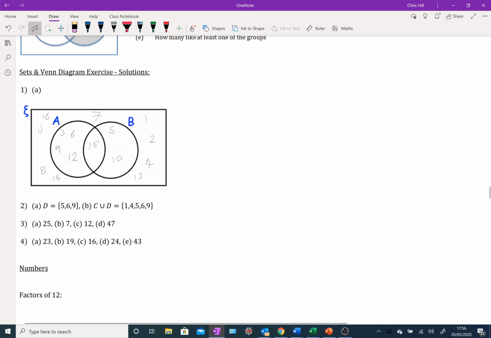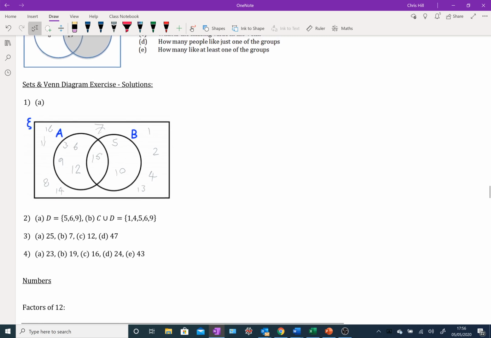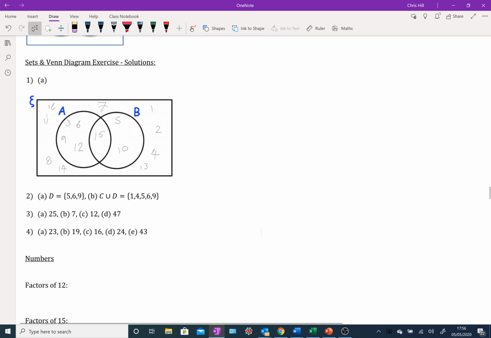Here we are. Here are the solutions. Check what you've done. Hopefully I haven't made any errors. Okay, so if you need to pause, I'm moving on.